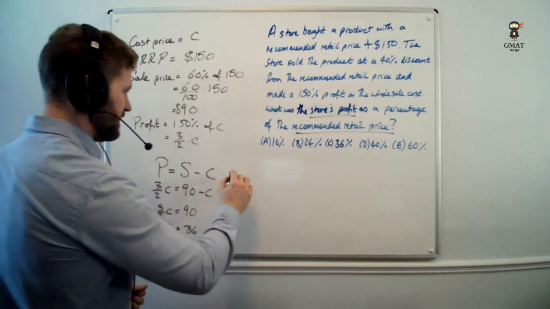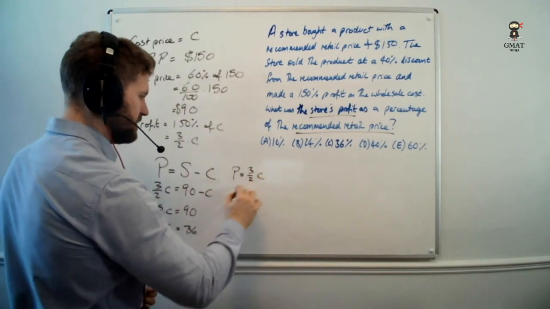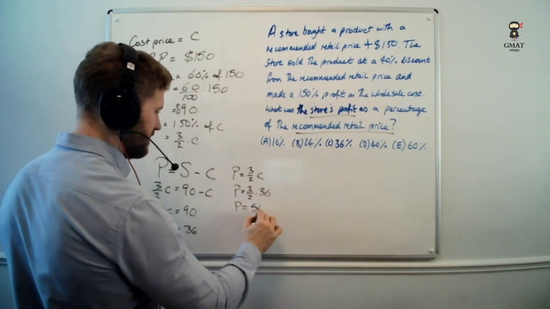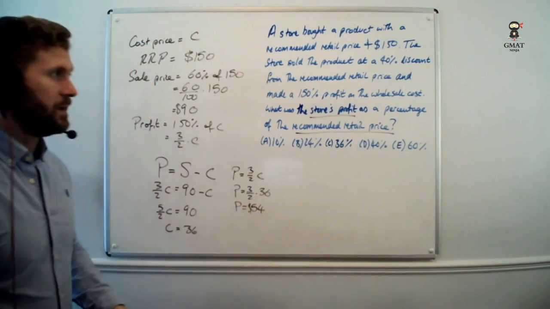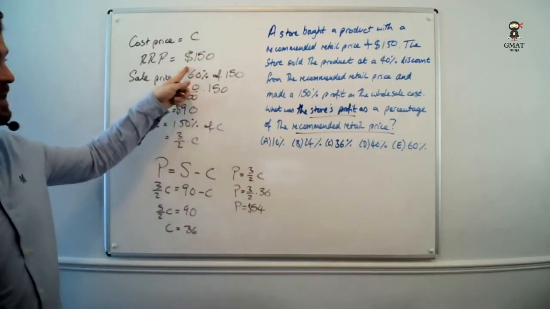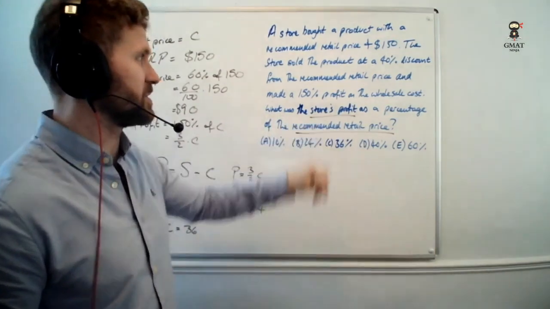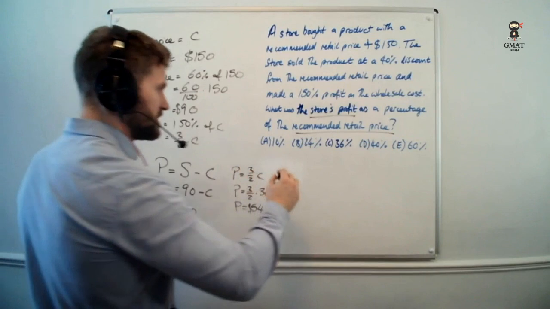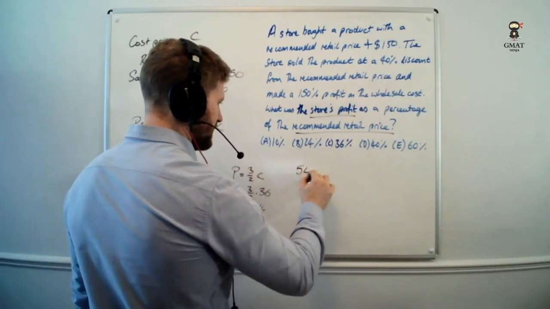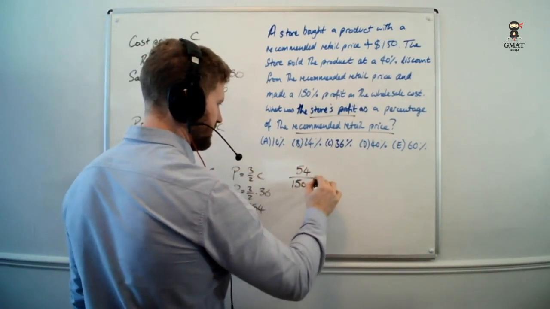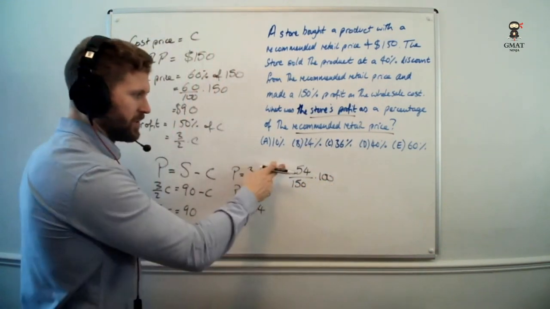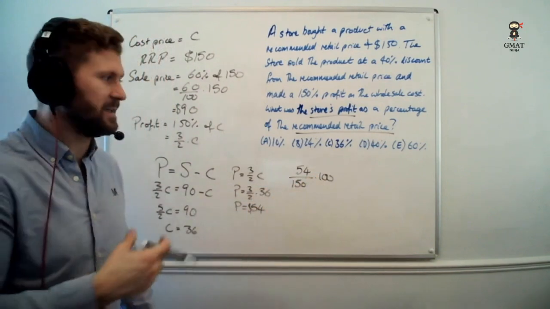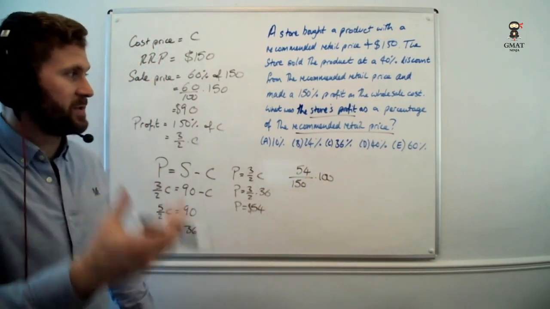Now I know my profit here was 3 over 2 times C. So 3 over 2 times 36 will give me a profit of $54. And now I've got the two values I need. I've got the profit, I've got the recommended retail price, and I want to know what was the store's profit as a percentage of the recommended retail price. Or in other words, I can just say that the value I'm looking for is 54 divided by 150 multiplied by 100. The profit divided by the recommended retail price times 100 will give me the percentage of the recommended retail price represented by the profit.